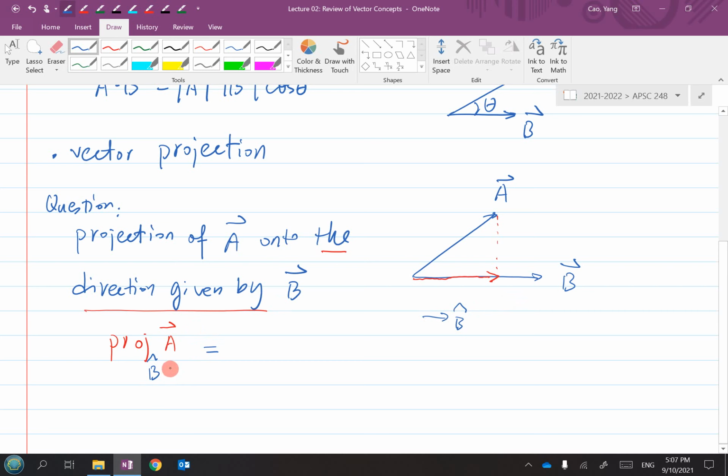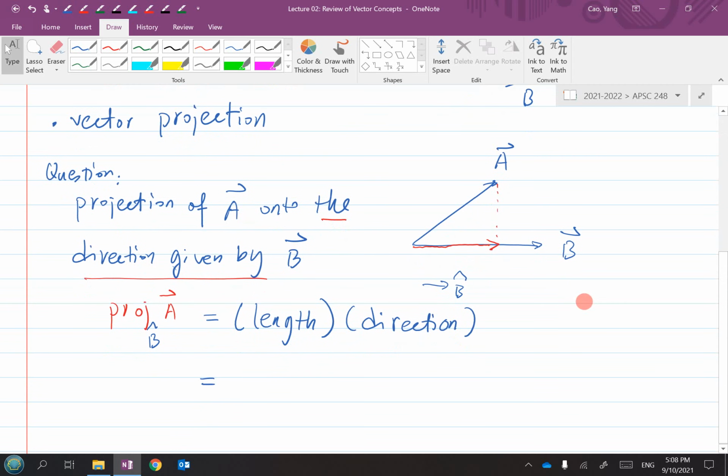Now we just have to figure out what this term is. I'm going to strictly stick to the definition of the vector concept. A vector has two pieces of information, length and direction. So if you want to look for a vector, you need to look for its magnitude and also its direction. So let's figure out each component here. Let's figure out the direction first. Direction is the easy one.